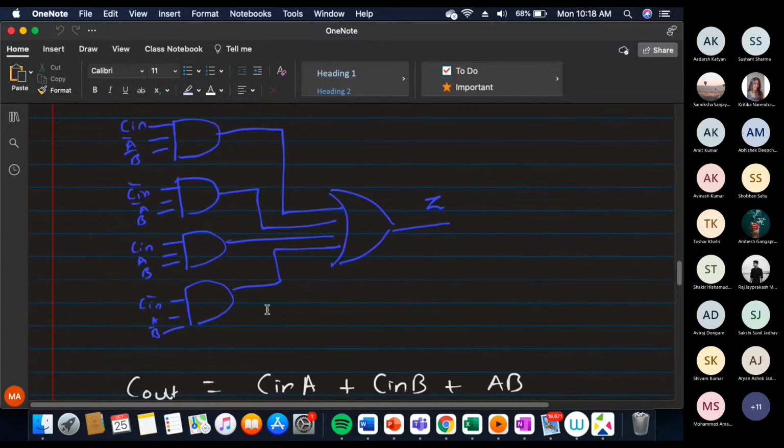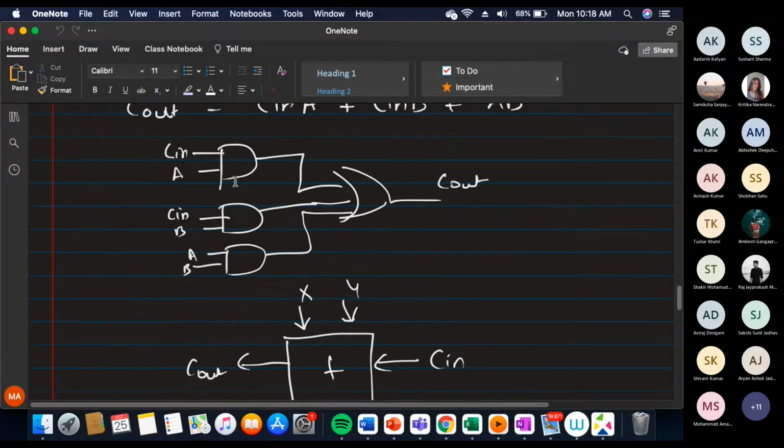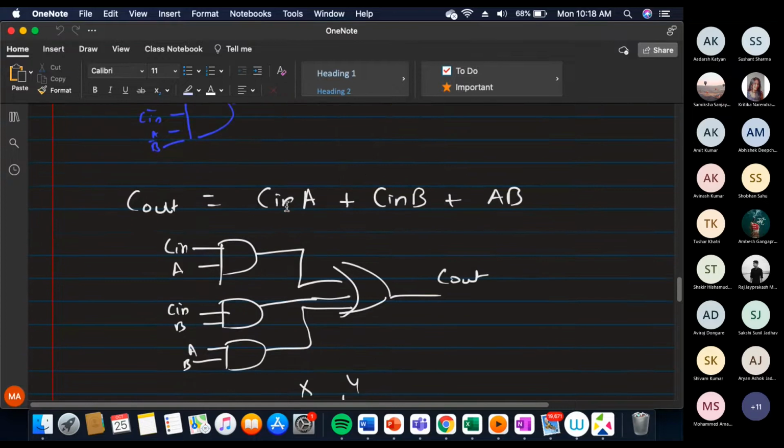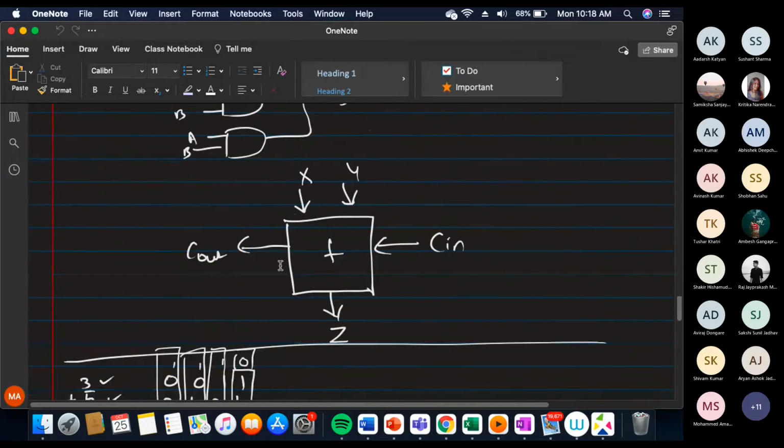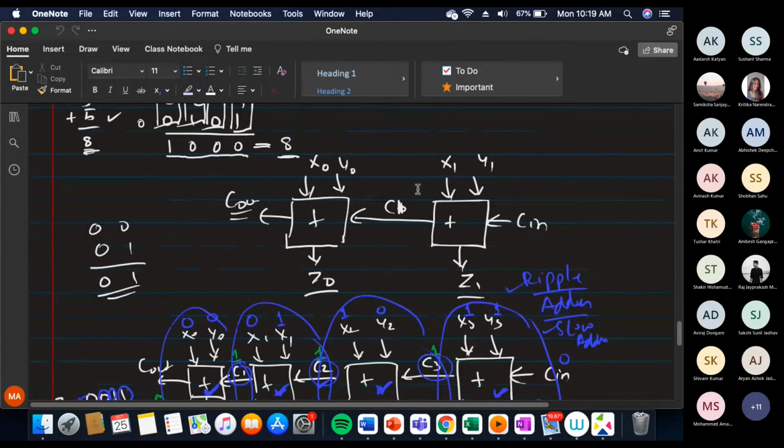From that we have deduced some circuits. This was the circuit made for the sum, and this was the circuit made for the carry. If you combine these two circuits, the general representation of the adder looks something like this. It is just a single bit adder. If you want to make a 2-bit adder, it will look something like this size. You need two adders and do a 1-bit addition in each. That is how you make a 2-bit adder.